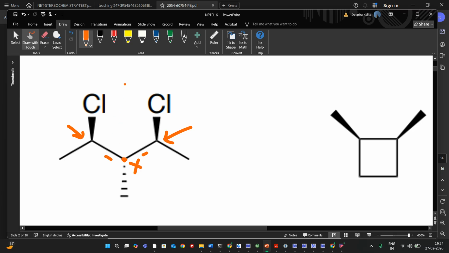Now, if we place a mirror here, this will resemble a plane of symmetry which is going to divide the molecule into two equal halves. Okay, so this is why this molecule will also not be chiral and it will be a meso compound.